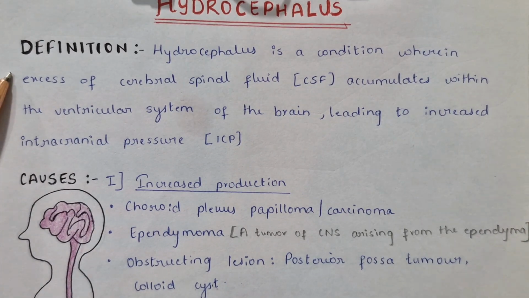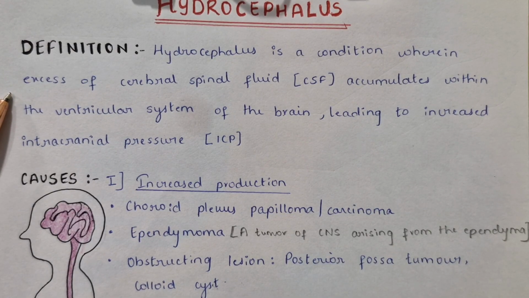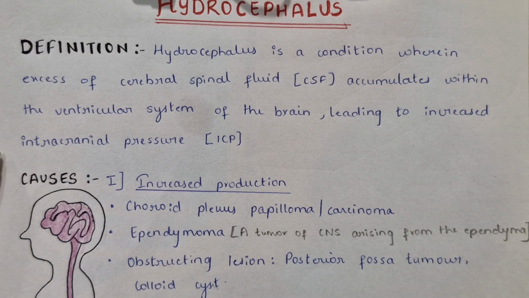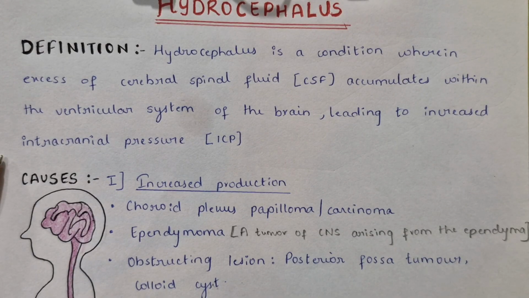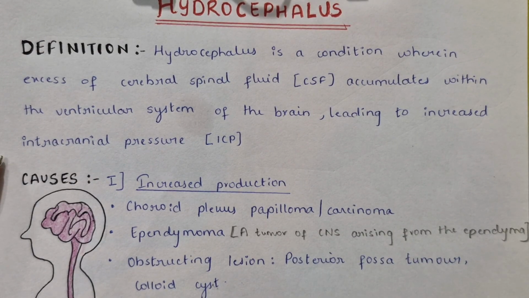Hydrocephalus. Hydrocephalus is a condition wherein excess of cerebral spinal fluid, that is CSF, accumulates within the ventricular system of the brain, leading to increased intracranial pressure, that is ICP.